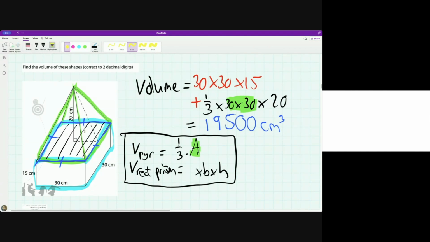Now the 20, which is the height of the pyramid, is over here. And the third is part of the formula. Third times area of the base, and then times the height. If I look over here, it says the prism is length times breadth times height. So that's why, let's say the length is 30, the breadth is 30, and the height is 15. So that's where that comes from. And I get 19,500 centimeters cubed. Give me a thumbs up if that made sense to you.